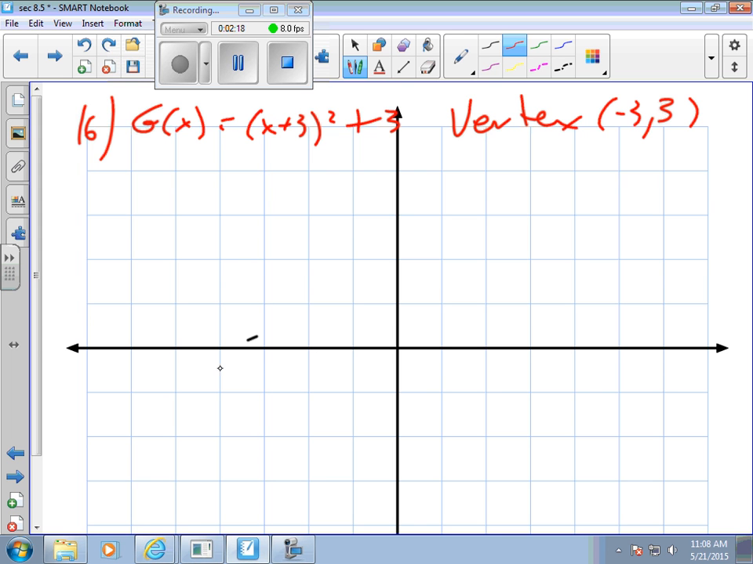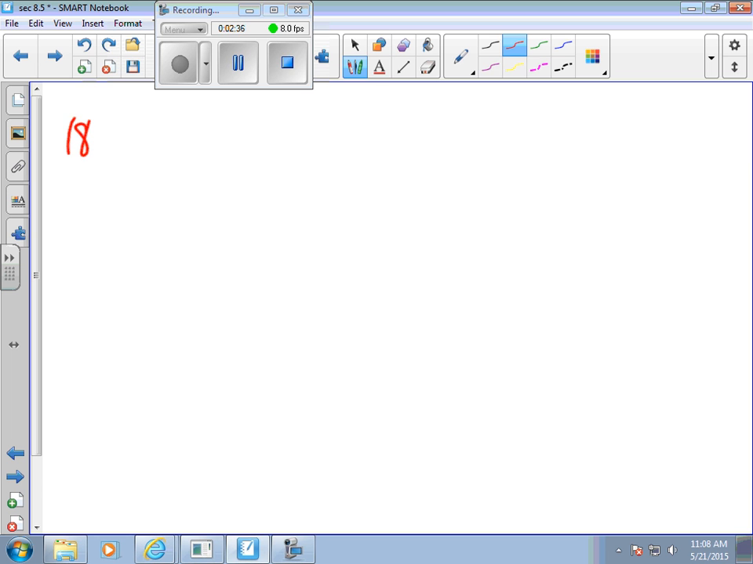So I'm going to go over 3, up 3. There's my vertex. Over 1, up 1, over 1, up 1. The over 2, up 4 goes off my grid, so I'm not going to show that. So there's my shape. The next one is 18.